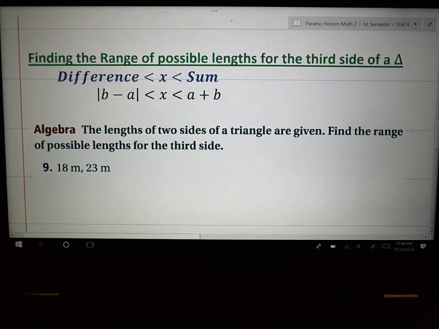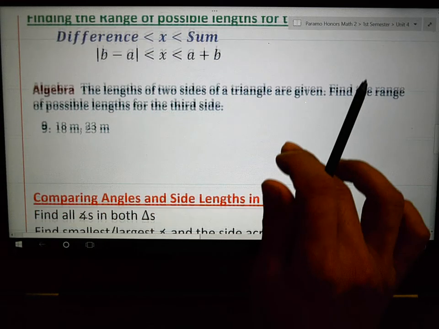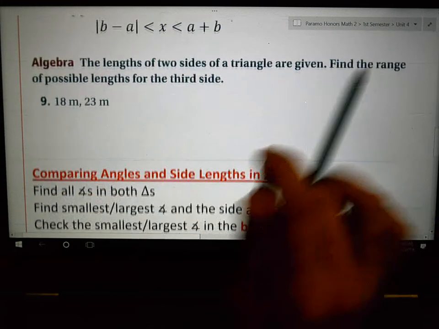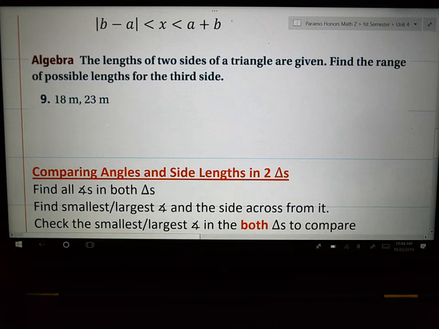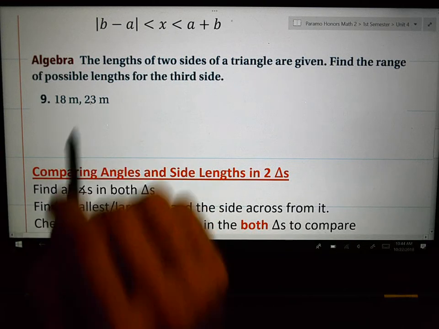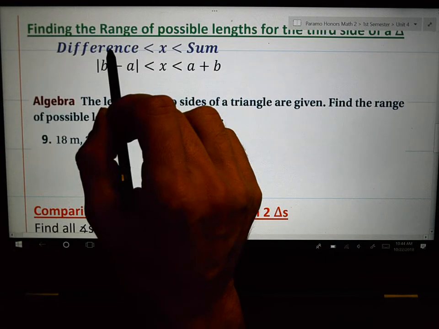So let's look at number 9. And number 9 says this: the lengths of two sides of a triangle are given. Find the range of possible lengths for the third side. So all you really have to do with 18 and 23 is you need to figure out what their difference is.